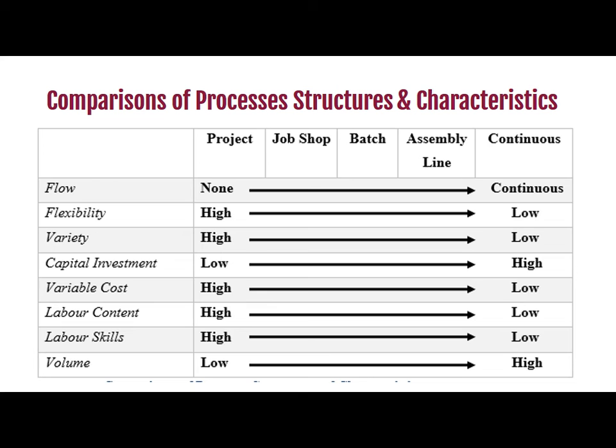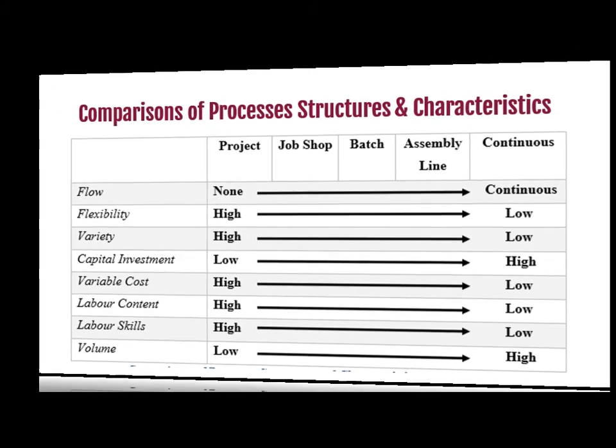As far as the volume parameter is concerned, in project, the volume is low, typically 1 or 2, and in continuous, the volume is typically very high.